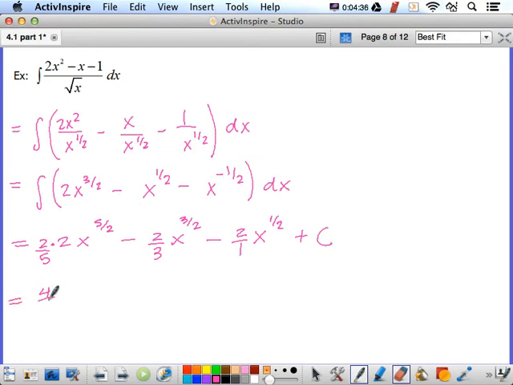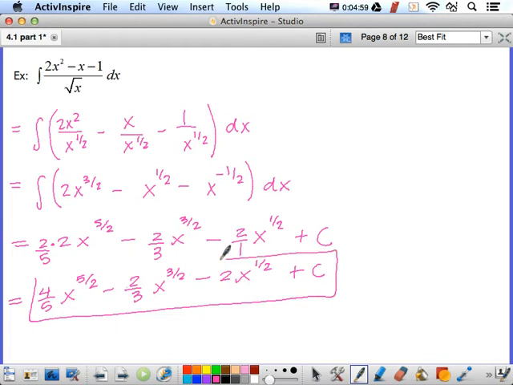And we have 4/5 x to the 5/2 minus 2/3 x to the 3/2 minus 2x to the 1/2 plus c. And I just kind of stopped there, but if we want, we could turn them back into square roots. Would you like me to do that? No. You guys are pretty happy?